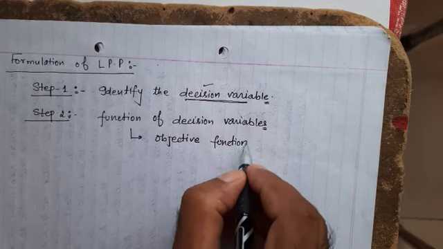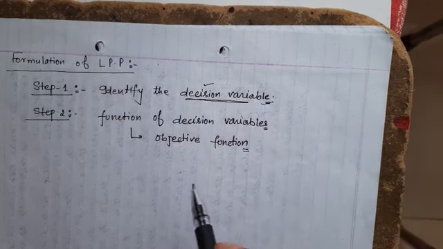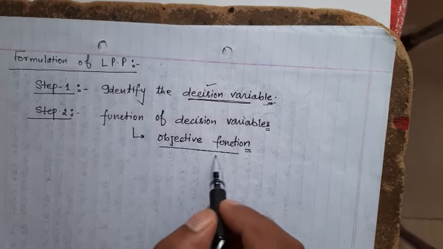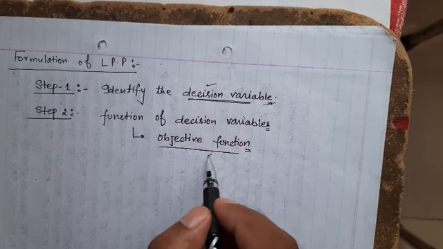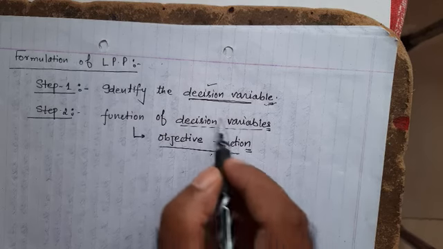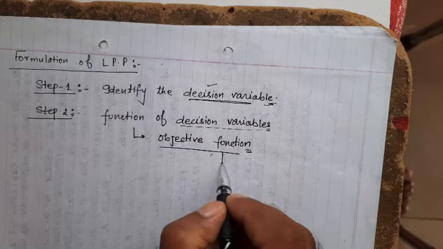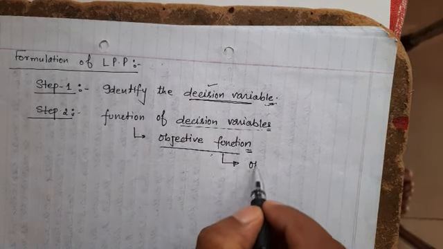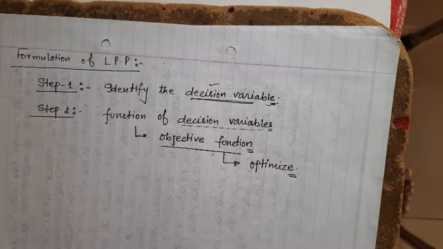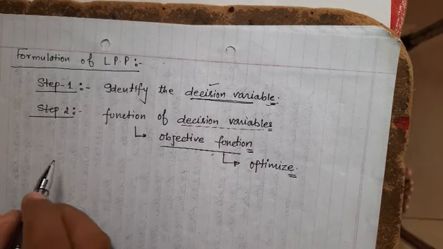First, we identify the decision variables, and then we write the objective function of the problem. This objective function is nothing but a function of the decision variables. There will be some terms related to these decision variables, and this objective function has to be optimized. In the question it is already given. So in the second step we write the objective function.